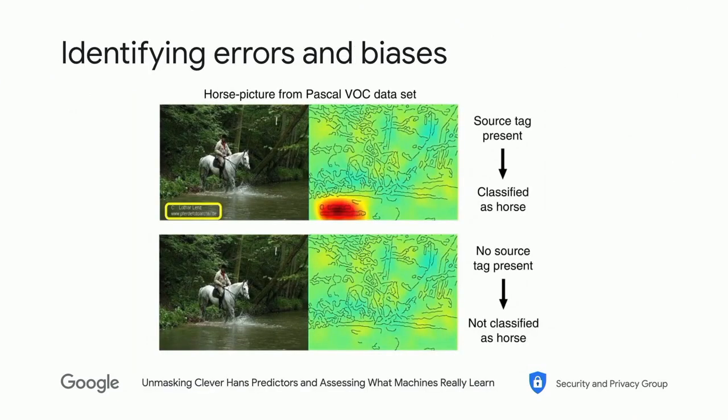Here's an example where this type of technique was used to find biases. Very early on, there was a very famous image data set called the Pascal VOC data set. Early on, this data set had an interesting feature: for horses, I think 1 in 5 had a text box on the lower left. And what happened was that the machine learning was predicting there is a horse not because there was a horse in the image, but just because there was a box.